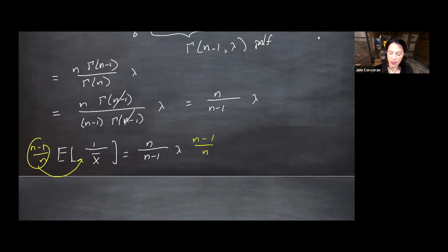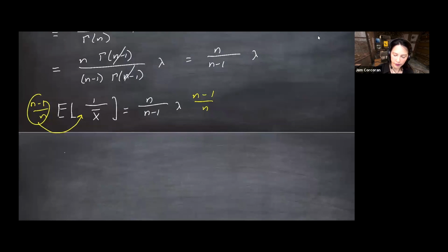This tells us that, so I've got an estimator, so I'm going to put a hat on it. Lambda hat, I'm going to define to be n minus 1 over the sum as i goes from 1 to n of the x's. This is unbiased for lambda.